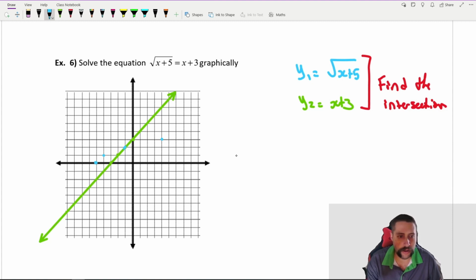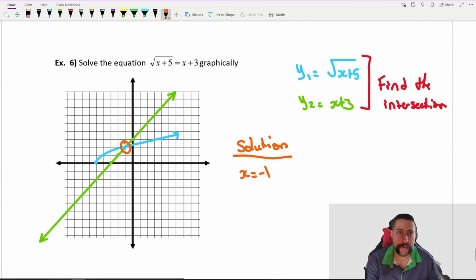So we can go ahead and we can graph this out. So it looks like this. Okay. Where they intersect is right here. So that is your answer. So the solution to this particular problem is that x is equal to -1. So that is your solution, okay?